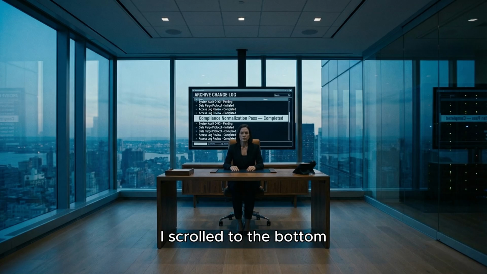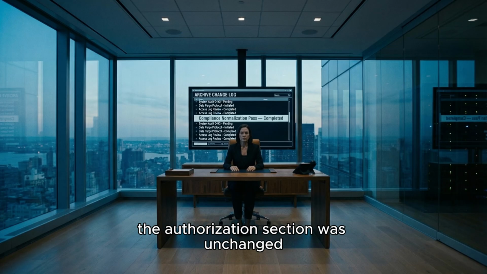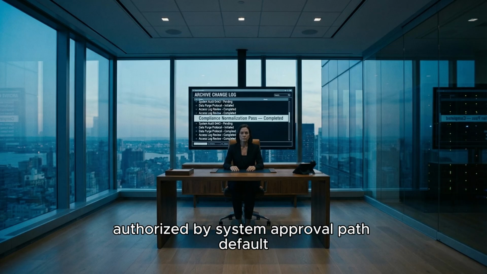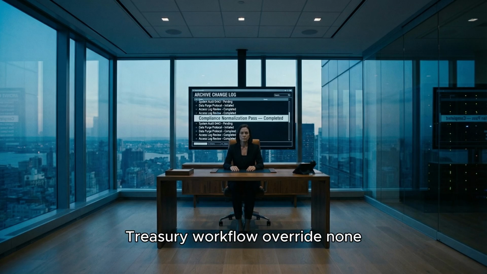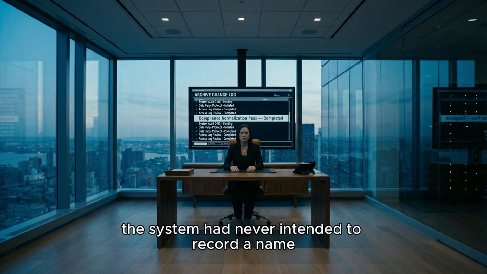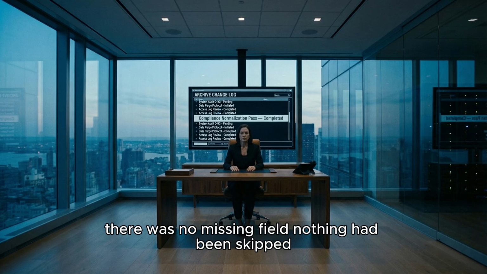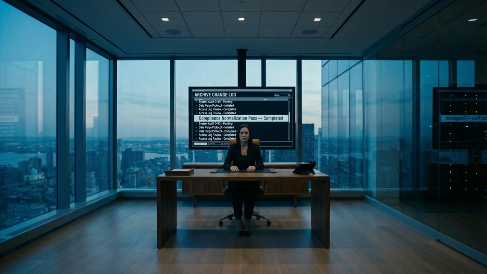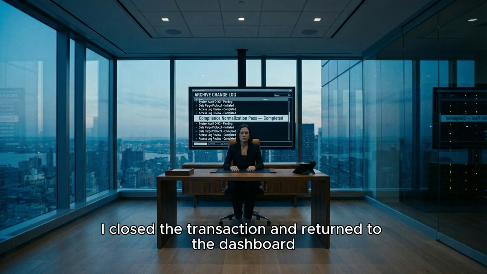I scrolled to the bottom. The authorization section was unchanged. Authorized by system, approval path, default Treasury workflow. Override none. The system had never intended to record a name. There was no missing field. Nothing had been skipped. At 5:11 p.m., I closed the transaction and returned to the dashboard.